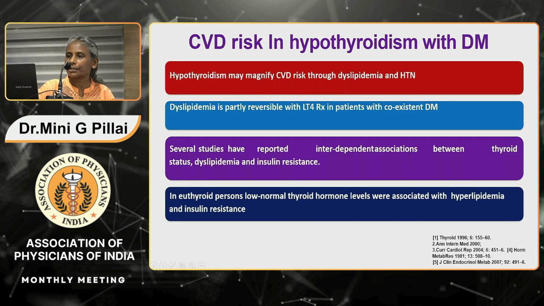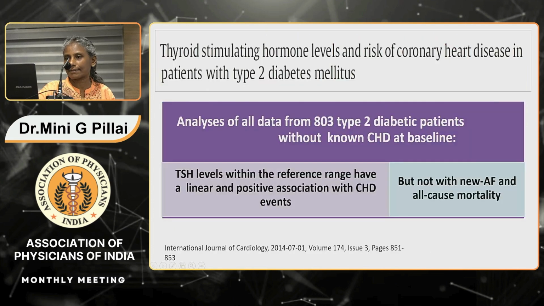Again, CVD risk in hypothyroidism with type 2 diabetes magnifies, which is very logical. We know there is significant overlap between the pathology associated with hypothyroidism and with diabetes. So it magnifies the CVD risk through dyslipidemia and hypertension. Dyslipidemia with hypothyroidism is at least partly reversible with levothyroxine. Several studies have reported the interdependent associations between thyroid status, dyslipidemia and insulin resistance. And in euthyroid persons, low normal thyroid hormone levels were associated with dyslipidemia and insulin resistance.